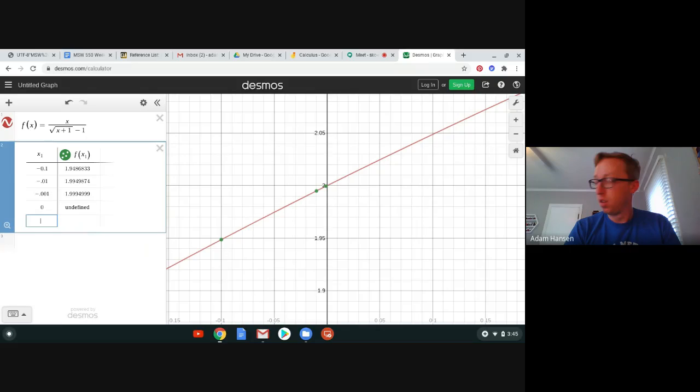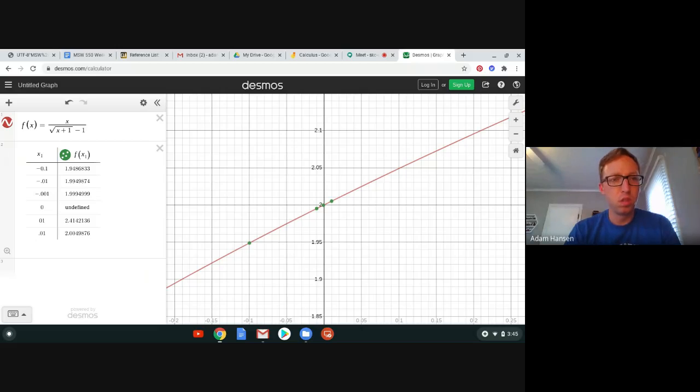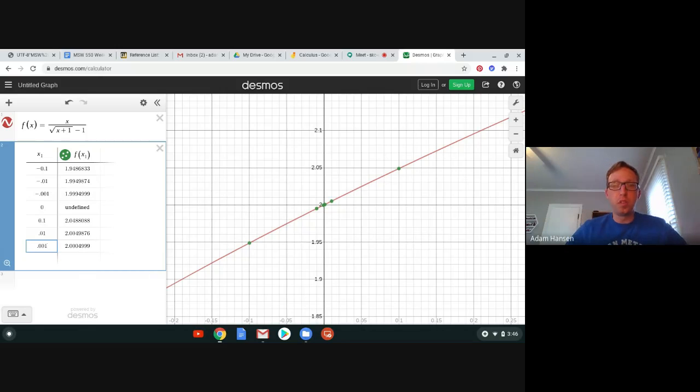So now we had 0.1, 2.41, 0.01, 2.004, and 0.001, 2.004. So as you can see from the table, I'm sandwiching it in from the left and the right. As I get closer and closer to 0, the function tends to be equal to 2. This does not necessarily mean that at 0, the function is equal to 2. As you can see in the middle, the value of the function at x equals 0 is undefined.